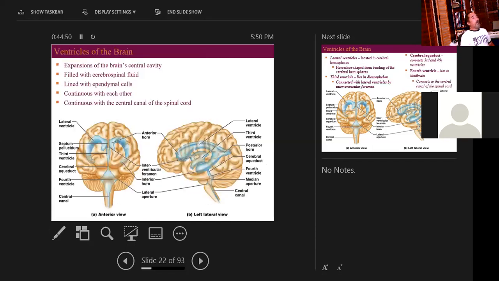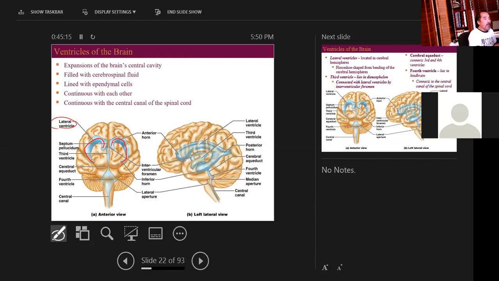All right, so now we're back to our ventricles. Ventricles are cavities inside the brain. If you take a look at our ventricles, the cerebrum has these J-shaped cavities inside. That is called your lateral ventricle. Okay, they're located at the cerebrum.